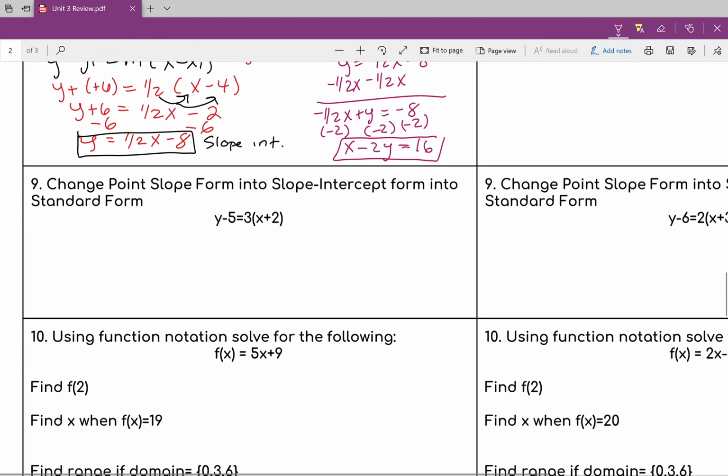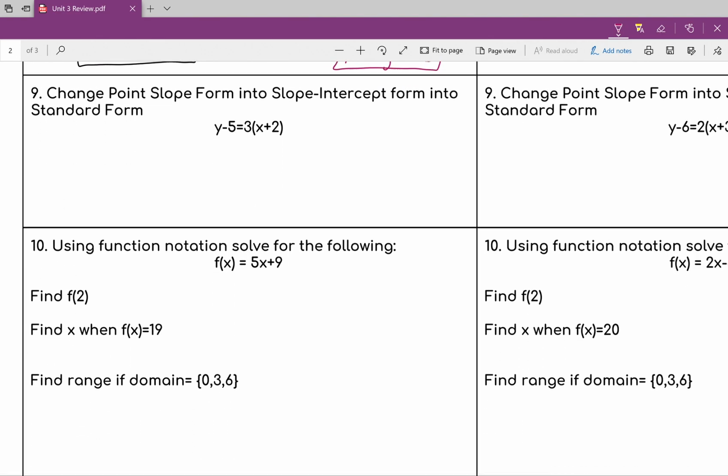Okay, let's look at number 9. Number 9 says change point-slope form into slope-intercept form into standard form. So I give you this first form. Our first step is to turn it into slope-intercept form. Okay, so that means I'm going to distribute that 3. So I get y minus 5 equals 3x plus 6. I'm going to add 5 to both sides. y equals 3x plus 11. This right here is slope-intercept form.